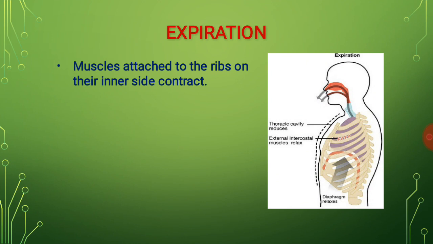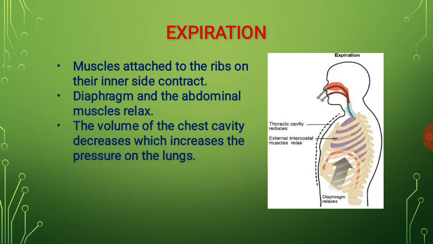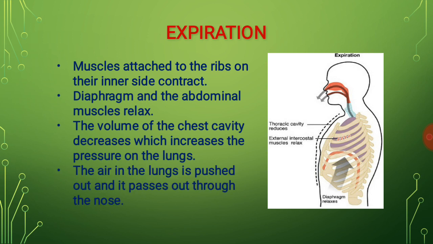Expiration or exhalation is the process of releasing the air out from the lungs. In this process, muscles attached to the ribs on the inner side contract. Diaphragm and the abdominal muscles relax and move upward. The volume of the chest cavity decreases, which increases the pressure on the lungs, and the air in the lungs is pushed out and it passes out through the nose.